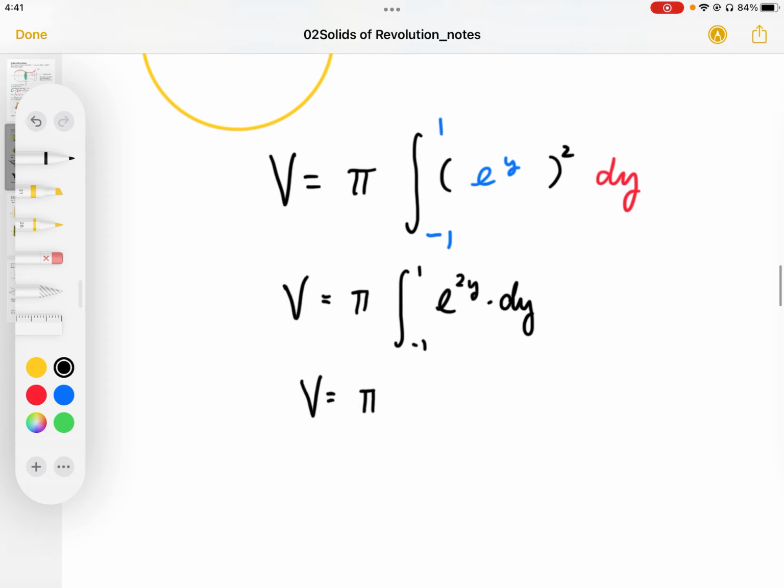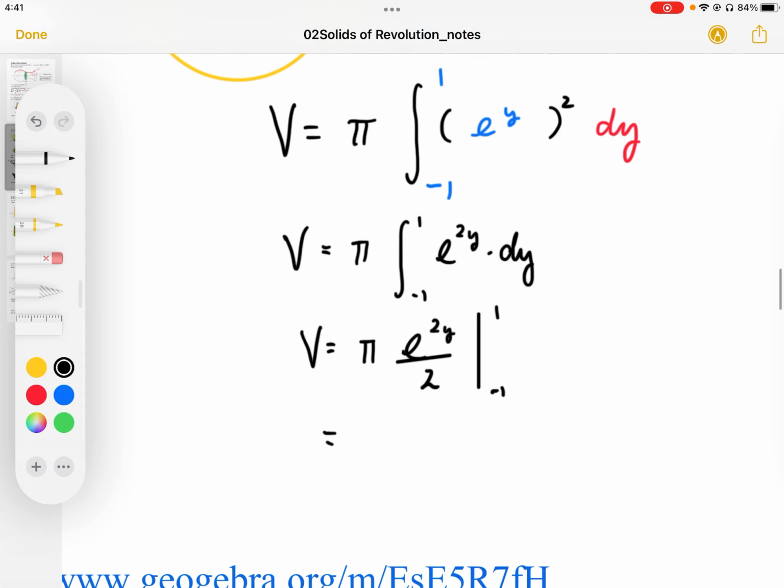So we end up with pi e to the 2y. Since we're integrating, we need to divide by 2. And then from -1 to 1. And then working out this integral, actually I'm going to pull that 1/2 out. So I'm just going to express this as pi over 2. And this is going to be e squared minus e to the -2. And as a decimal value, we can work out that decimal value.